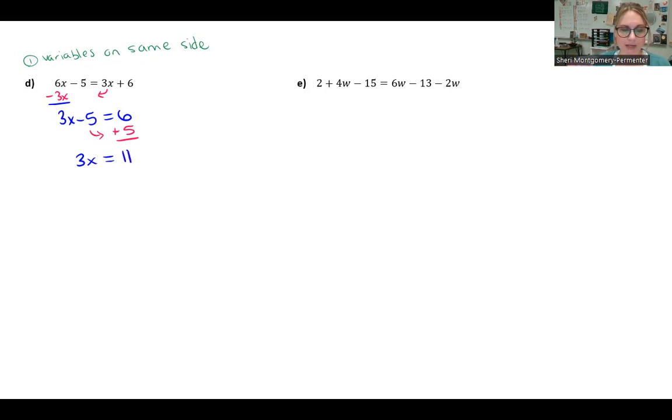And my very last step. Divide by 3. Does 11 divide by 3? No, don't freak out. Don't think you did something wrong. It is okay. Fractions need love too. Your answer is 11 over 3. No decimals because we're not using a calculator.